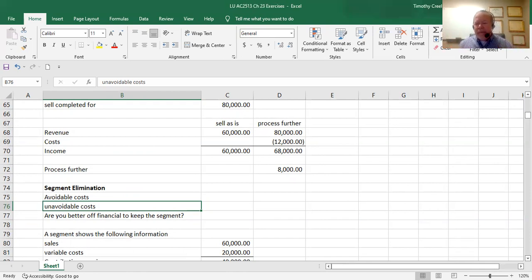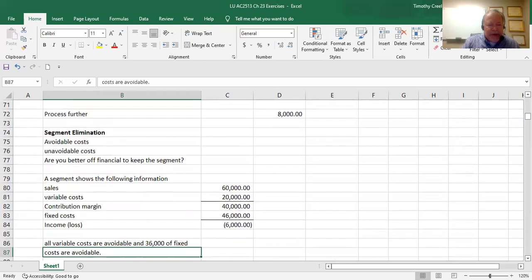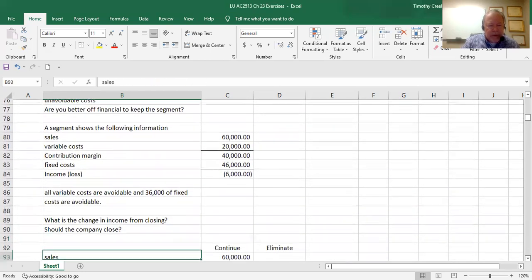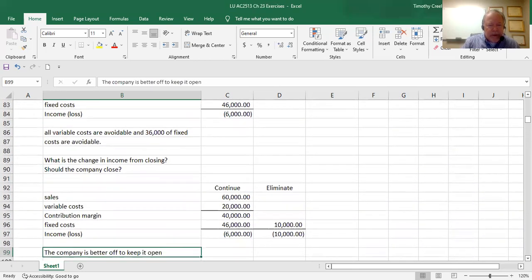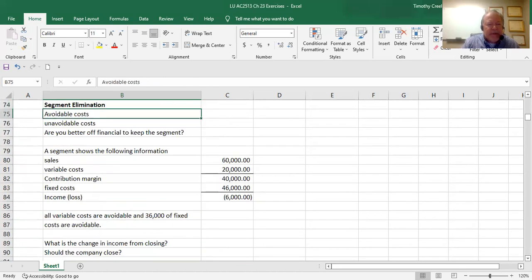You really want to run the numbers and see, okay, if we get rid of this department, what's eliminated or what cost stays? And you want to look at, can you eliminate enough cost to make it worthwhile to do so? So in this case, with segment elimination, you would look at here, like with this one right here. Let's look at this situation. Let's look at this problem right here.